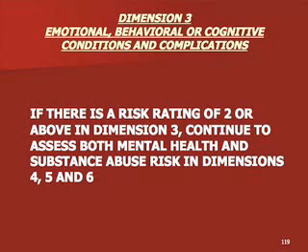If there is a risk rating of 2 or above in dimension 3, when you get to 4, 5, and 6, you want to continue to assess for both mental health and substance abuse issues. Is everyone okay with that? Do you understand why? If there was a 0 risk rating in dimension 3, which is your emotional, behavioral, and cognitive issues, then you wouldn't have any mental health issues in 4, 5, and 6. Because we've already ruled that out in dimension 3.